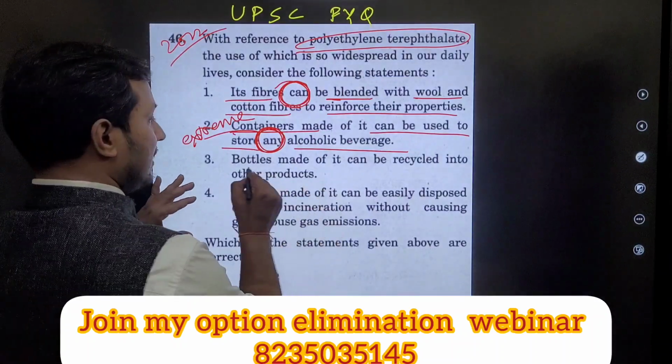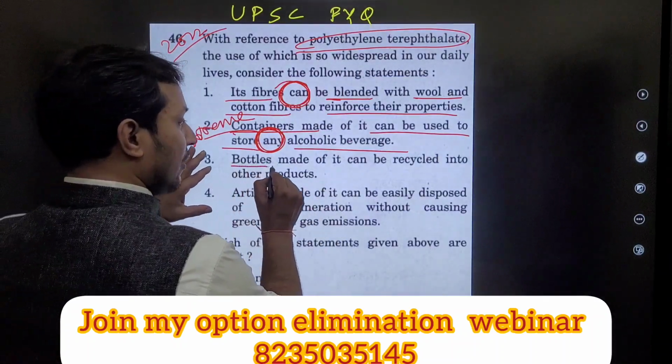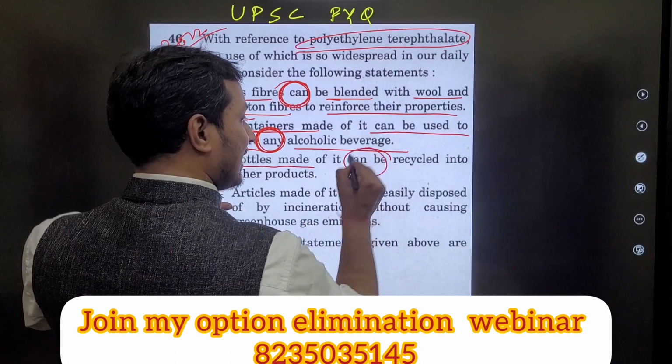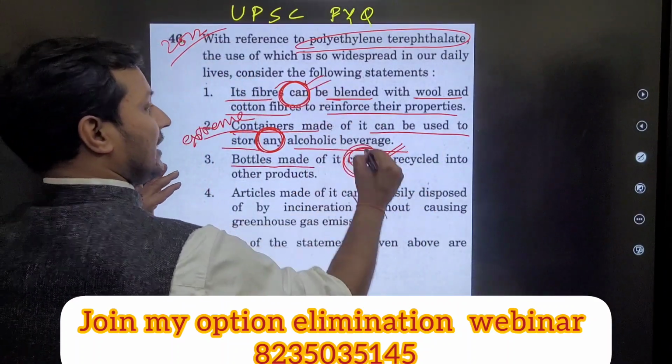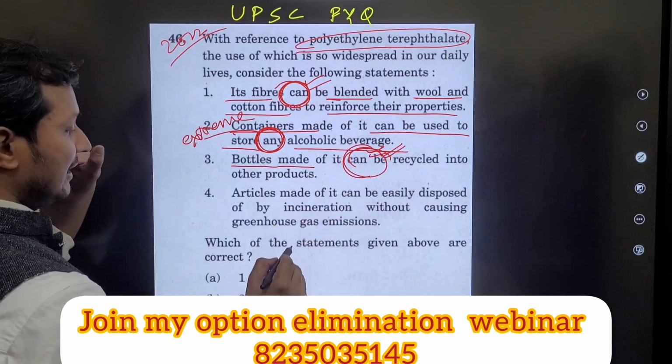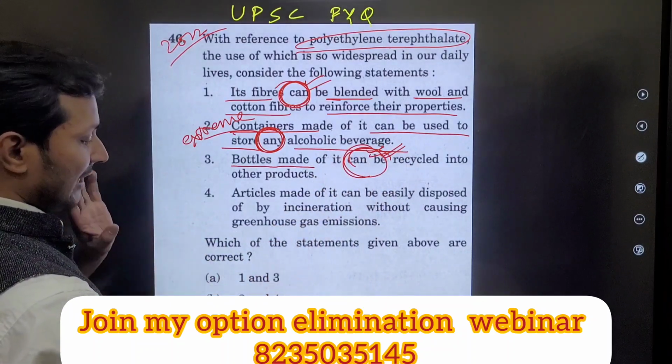Third statement, let us read. Bottles made of it can be recycled. Again you see can, an environment question, again can. So 1 and 3 have to be correct.